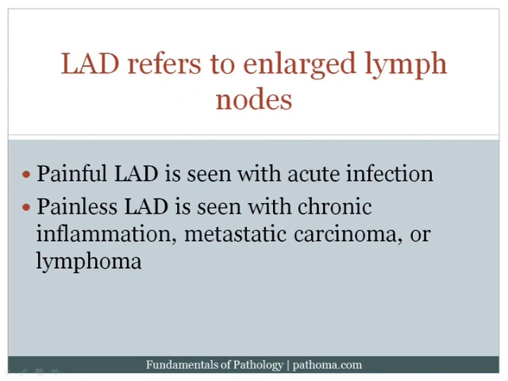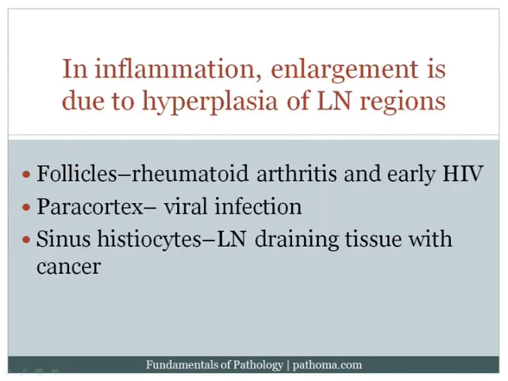However, when we have a reactive lymphadenopathy, meaning that the lymph node is big due to some chronic inflammation or reactive process, it is important to note that there is going to be hyperplasia of differing regions of the lymph node depending on the underlying etiology. For example, if the patient has rheumatoid arthritis, it's classic for there to be expansion of the follicles, and it's this expansion of the follicles that would lead to enlargement of the lymph node. Similarly, in early HIV, there's also expansion of the follicles, and again, it's expansion of the follicles that results in the generalized lymphadenopathy that's often seen in early HIV.